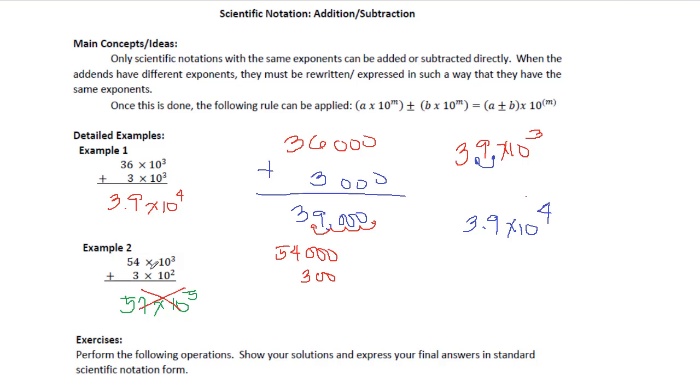Okay? Followed by 2 zeros, 3 times 100. Now, if you add them up, it's very clear that when we add things, we need to line them up where the decimal is, here and here. So if you add them up, 0, 0, 3, 4, 5, we should get 54,300. And if you write this in standard scientific notation, decimal is here, 1, 2, 3, 4. It's supposed to be 5.43 times 10 to the 4. Okay, not 57 times 10 to the 5.